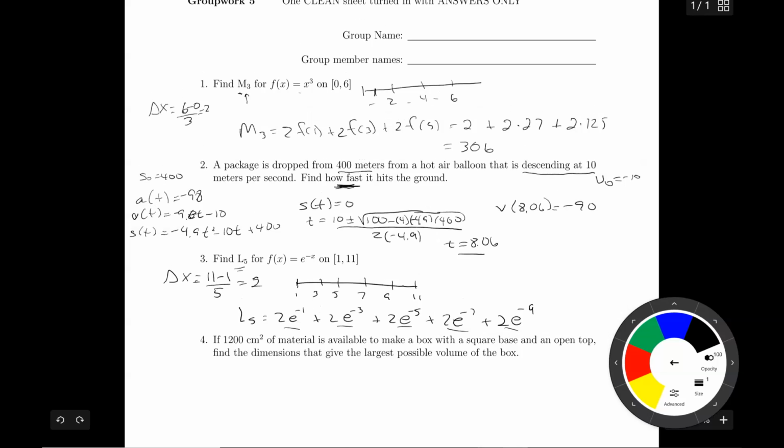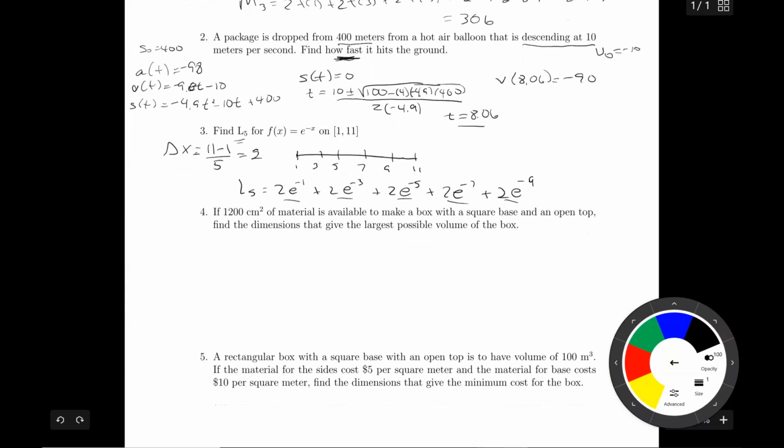All right, so now I am looking at 1,200 square meters of material to make a box. So 1,200 is the surface area. So it's got a square base and 4 sides of area XH each. And so I can see that's the constraint, and I want to find the largest volume. So volume is what I want to maximize. So that's x squared h. So again, I'm thinking that's the one I want to take the derivative of and set equal to 0.